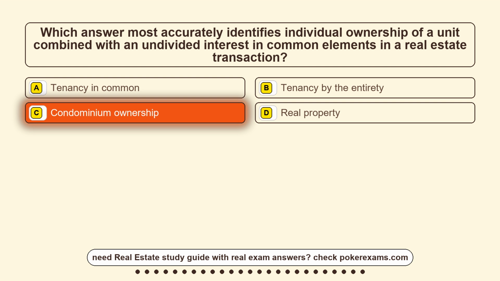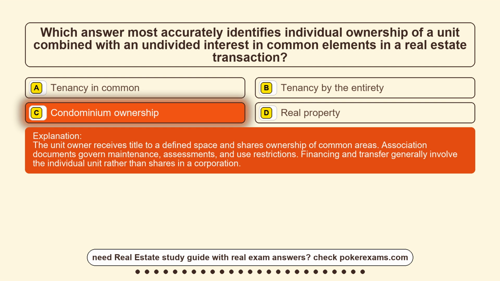The unit owner receives title to a defined space and shares ownership of common areas. Association documents govern maintenance, assessments, and use restrictions. Financing and transfer generally involve the individual unit rather than shares in a corporation.